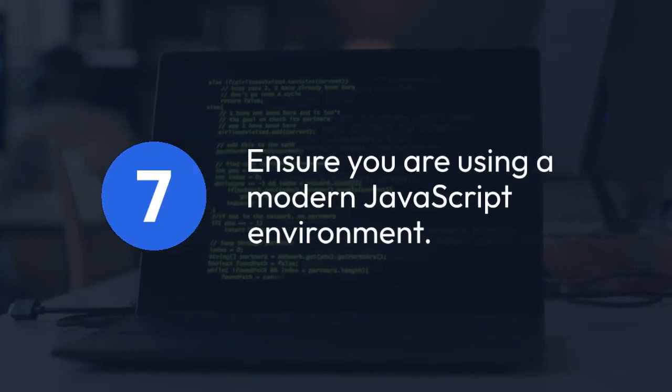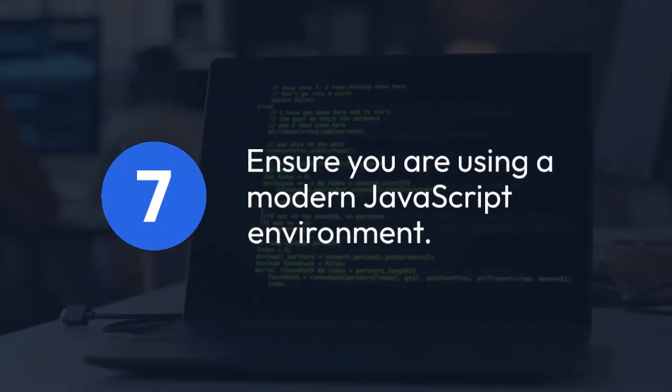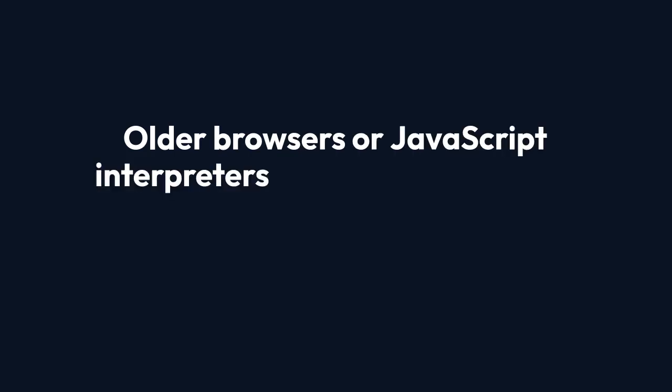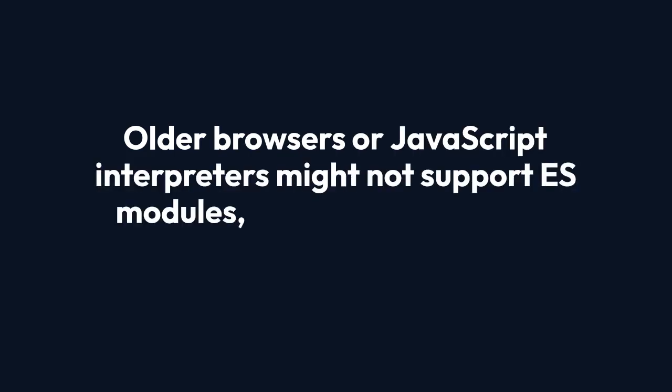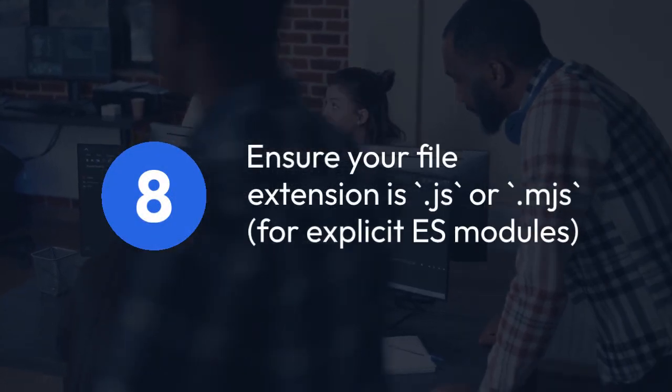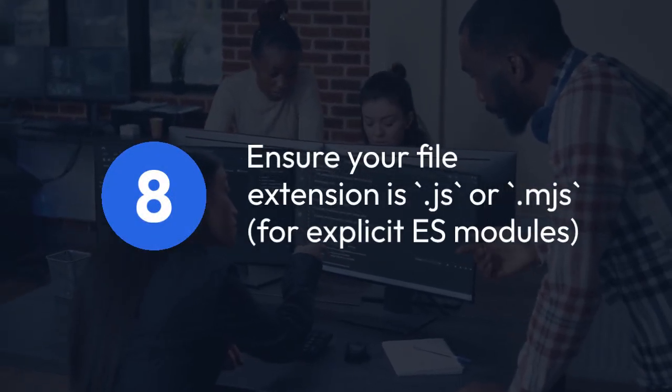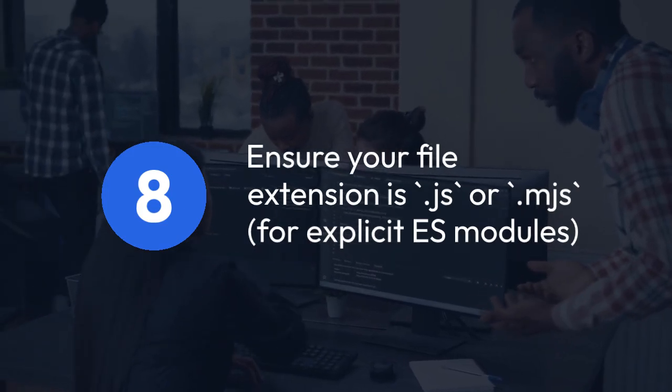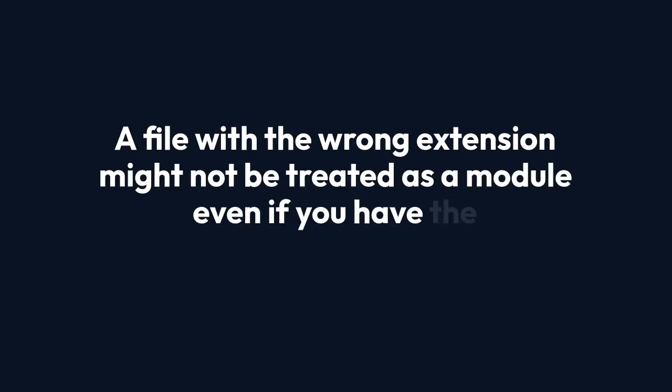7. Ensure you are using a modern JavaScript environment. Older browsers or JavaScript interpreters might not support ES modules, which is the standard way to use export. 8. Finally, ensure your file extension is .js or .mjs for explicit ES modules. A file with the wrong extension might not be treated as a module even if you have the type="module" attribute.